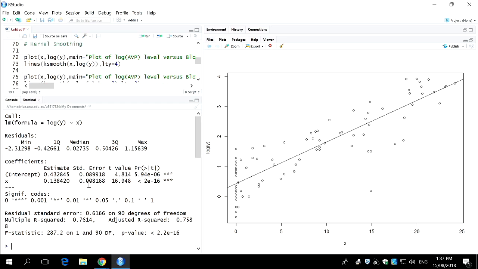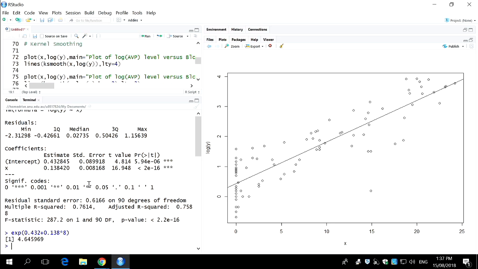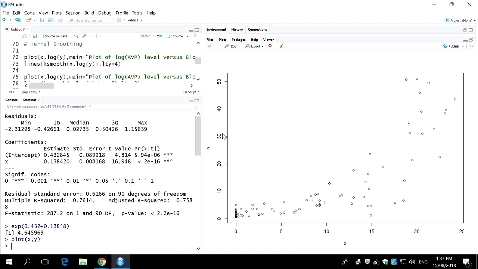If someone says to me, what's y when x is 8? It's dead easy. All I've got to do is go e to the 0.432 plus 0.138 times 8. And that's the value that y should be. It should be around 4. Let's see if that's reasonable. Let's go back and plot x and y. When x was 8, about here, up and across. Yeah, close enough. So it does okay. So that's my linear model.